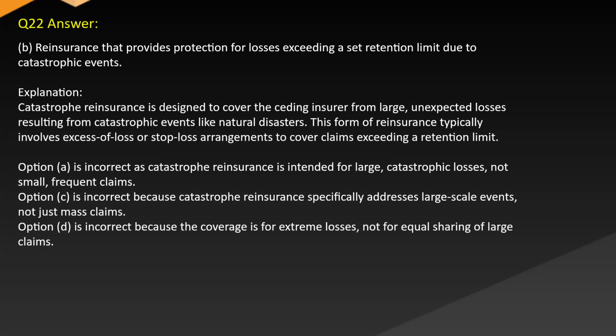Option A is incorrect as catastrophe reinsurance is intended for large catastrophic losses, not small, frequent claims. Option C is incorrect because catastrophe reinsurance specifically addresses large-scale events, not just mass claims. Option D is incorrect because the coverage is for extreme losses, not for equal sharing of large claims.